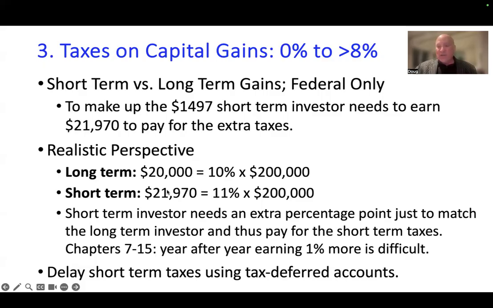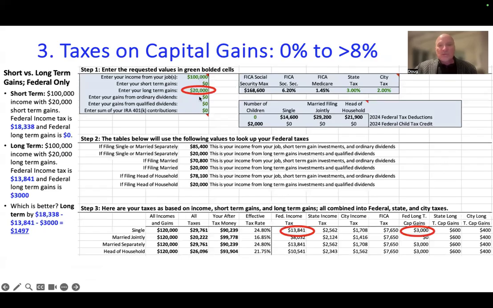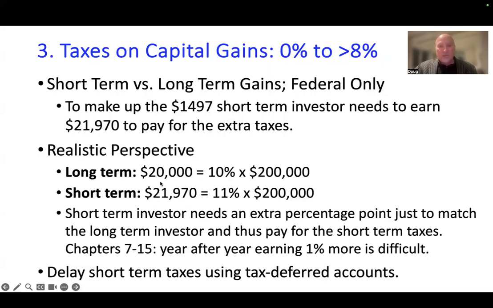You can do that in the spreadsheets. What you're going to need to do is go into the spreadsheet, enter these numbers in here, see what the totals are, subtract them, and then get to this 21,970. I invite you to try it. That's a little iterative process you can do. The key here, though, is this. 10% is the investment gain that a long-term investor needs to get in order to make the exact same amount of after-tax money. The short-term investor must get 11%.